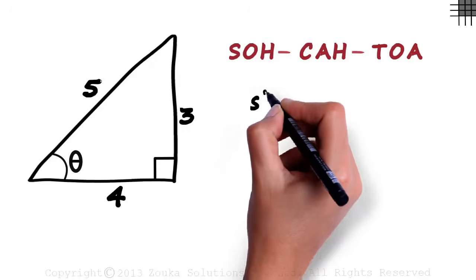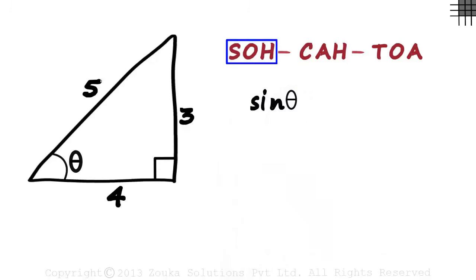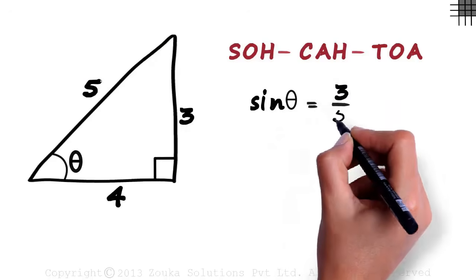Let's find sine theta first. It's SOH, so sine is equal to opposite by hypotenuse. The side opposite to theta is 3 units long and the hypotenuse is 5 units long. So sine theta will equal 3 by 5.